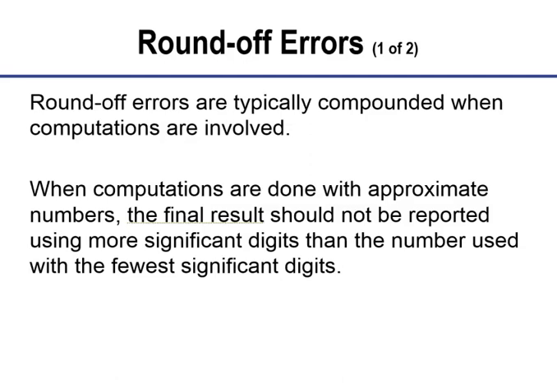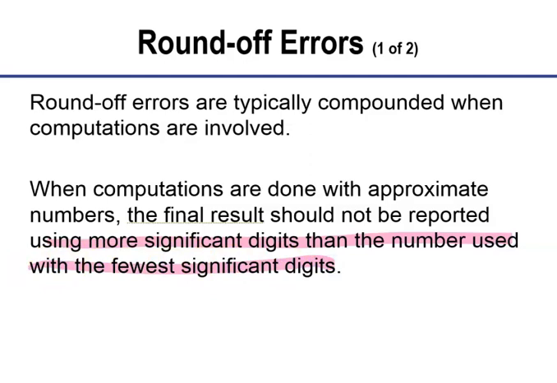It says when computations are done with approximate numbers, which means estimation or rounding, the final result should not be reported using more significant digits than used with the fewest significant digits. Okay, what does that mean?